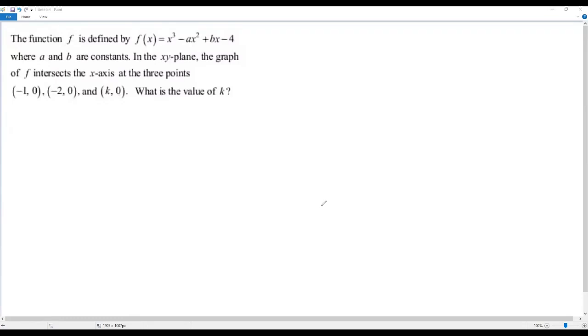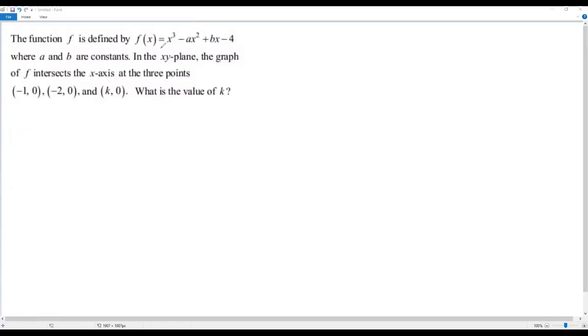Here we have a SAT math problem. Okay, let's go to the question. The function f is defined by f of x equals x to the third power minus a x squared plus b x minus 4, where a and b are constants. In the xy-plane, the graph of f intersects the x-axis at the 3 points (-1, 0), (-2, 0), and (k, 0). What is the value of k?